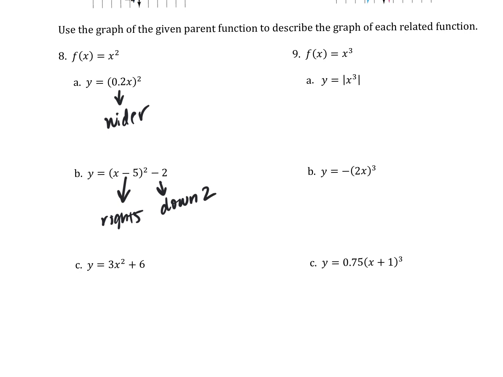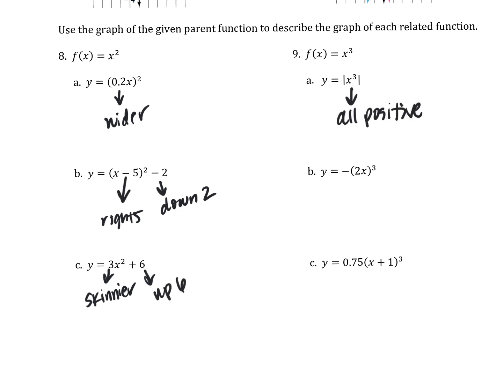But everything other than the parent function needs a statement. Meaning my parent function is x squared. What's my 3 doing to that x squared? So again, let me just go show you. There's x squared. Let me show you a 3x squared. X squared is blue. 3x squared is red. What did it do? Made it skinnier. What's that plus 6 going to do to that graph? It's going to shift it all the way up 6. That's all I'm looking for there.